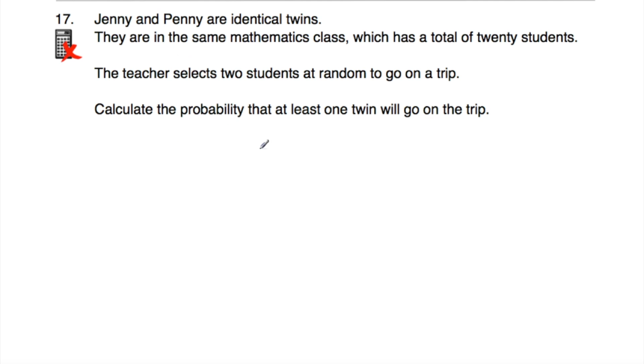But in terms of this question, I think an easier way to do this question would actually be to do 1, take away the probability of no twin. Because if we do 1, take away the probability of no twin, well then that'll leave the probability that at least one twin goes on the trip, or both. So let's find the probability of no twin being selected.